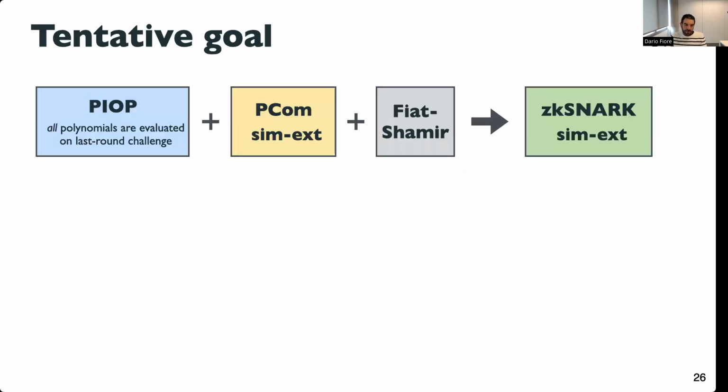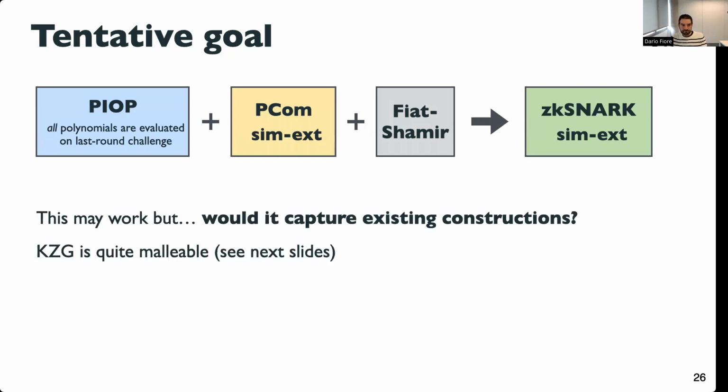Okay, so this suggests that the tentative goal we could achieve is a compilation recipe that is the following one: take a polynomial IOP, but not any polynomial IOP, one where all polynomials get evaluated on some challenge that is given at the last round. Then use a polynomial commitment that is simulation extractable, and then use Fiat-Shamir as we described, and what you get is a simulation extractable zkSNARK.